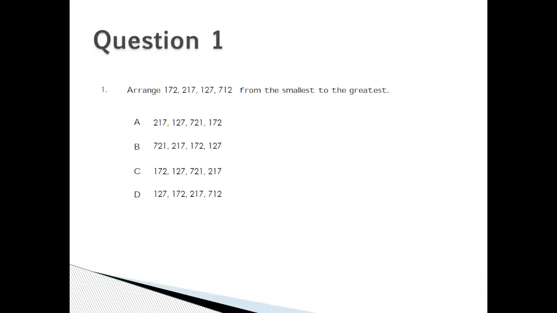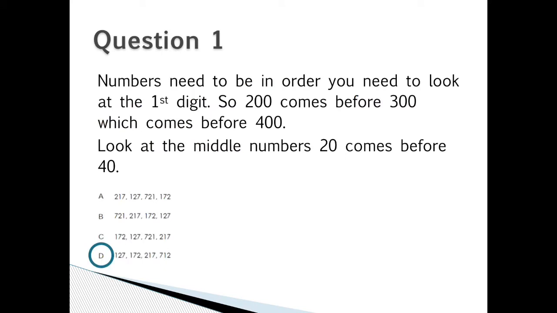Arrange 172, 217, 127 and 712 from the smallest to the greatest. Your options are A, B, C or D. Numbers need to be in order. You need to look at the first digit. So 200 comes before 300, which comes before 400. Look at the middle numbers. 20 comes before 40. So the correct answer is D, 127, 172, 217, and 712.